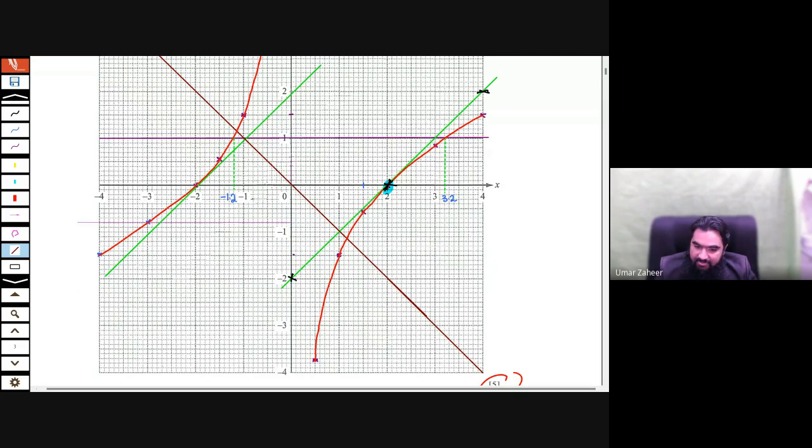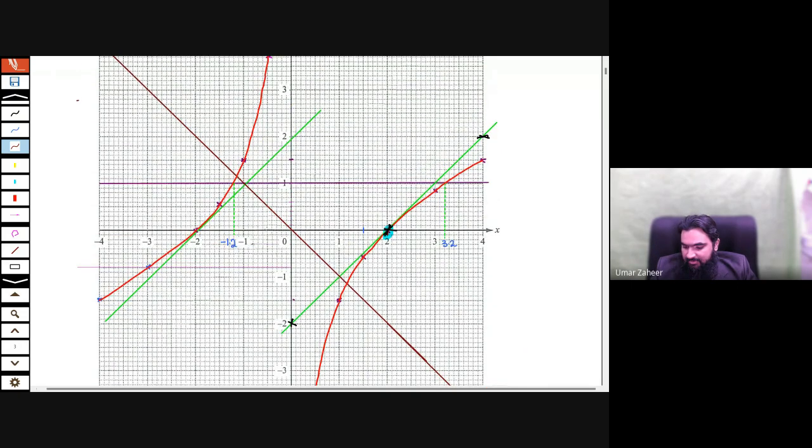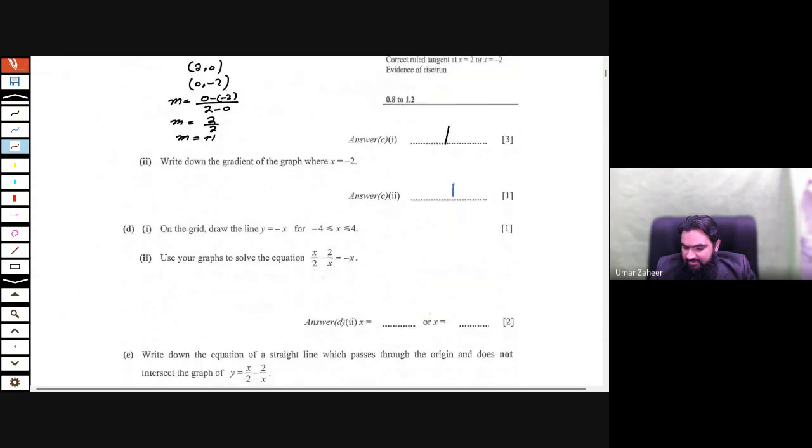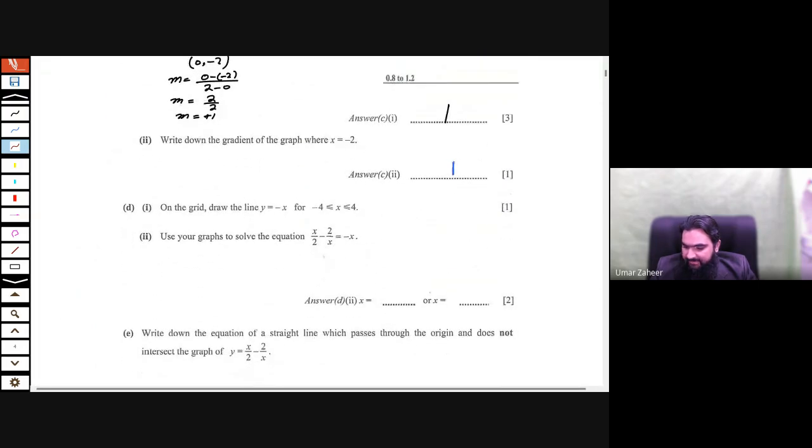So this is the line y is equal to -x. How to draw the line we have done in the coordinate geometry as well as when we are doing the inequalities. The first part he just said that you have to draw the line. We have drawn it. In the next part, use the graph to solve the equation.